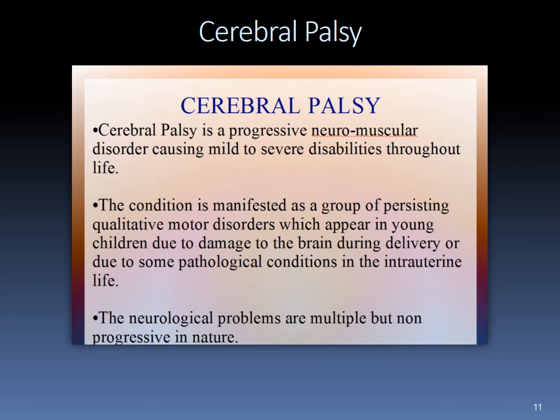Cerebral palsy is a non-curable neuromuscular disorder causing mild to severe disabilities throughout life. The condition is manifested as a group of persisting qualitative motor disorders which appear in young children due to damage to the brain during delivery or due to some pathological conditions in the intrauterine life. The neurological problems are multiple but non-progressive in nature.